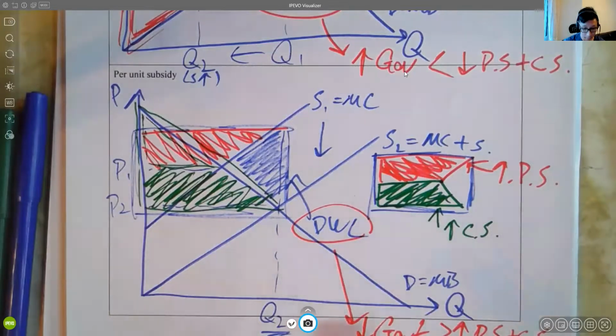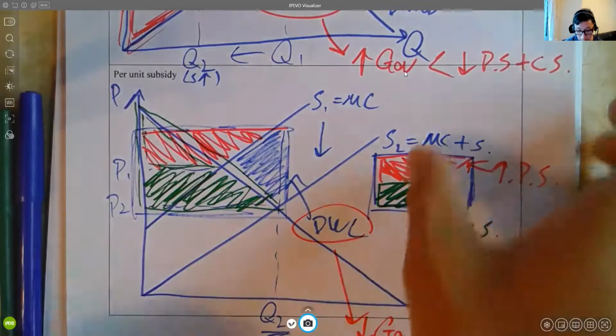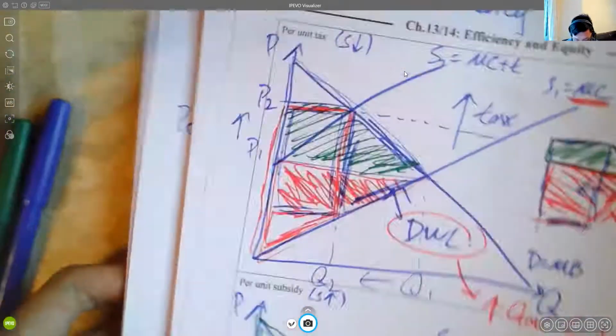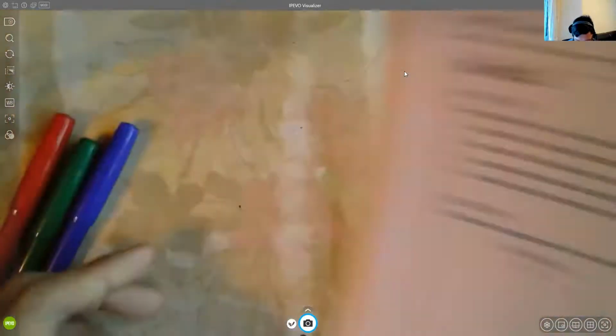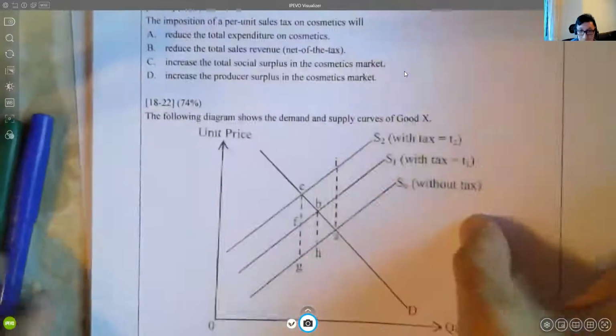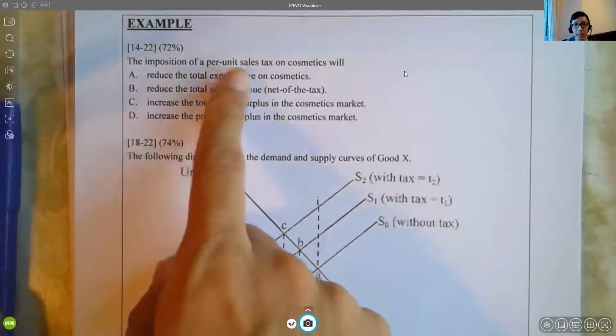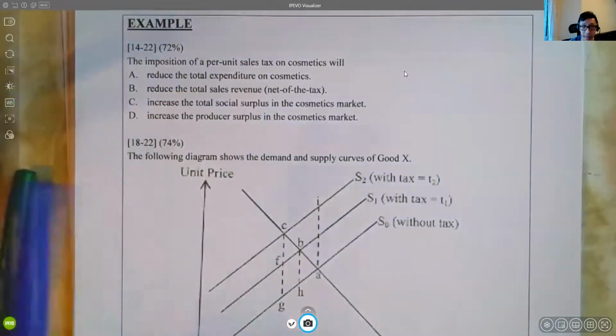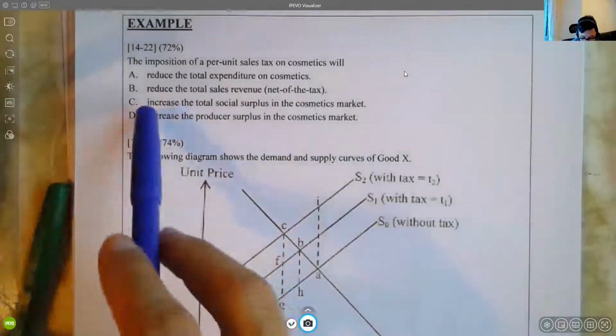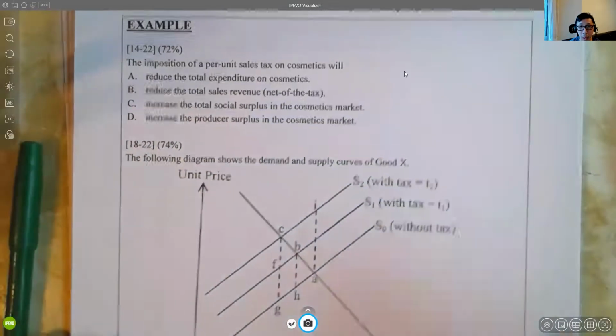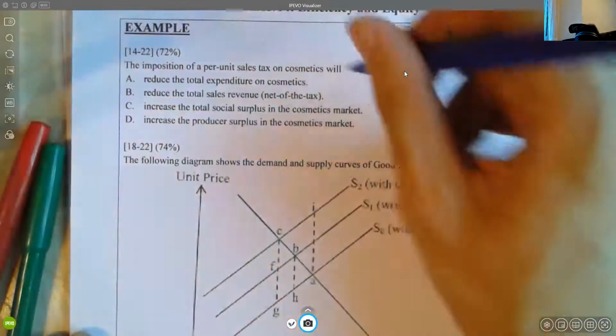Okay? Be careful. Now, assuming you are okay with that, now it's time to look at some examples. Not a lot of examples. All right. Now, here, imposition of a per unit sales tax. What happens to tax? It reduces the total expenditure on cosmetics. Now, remember, what is total expenditure?